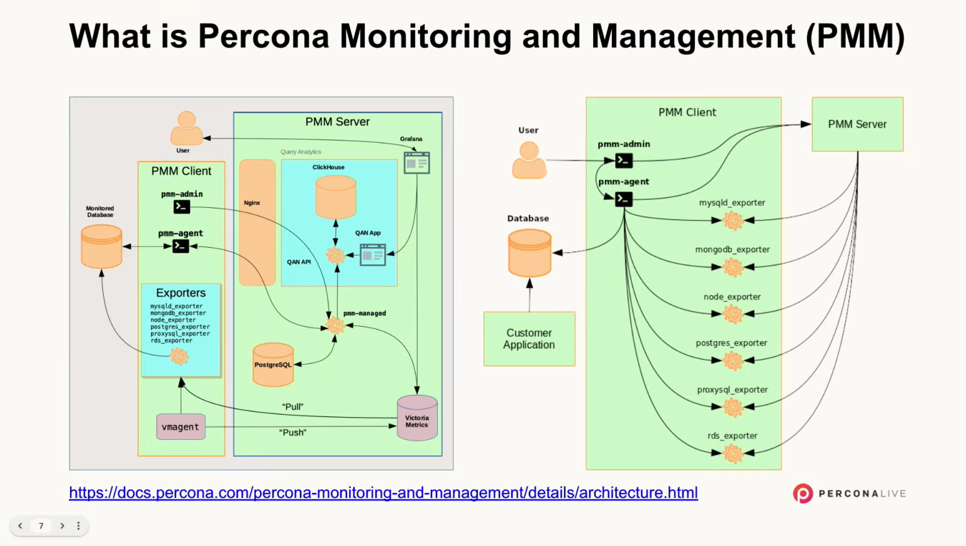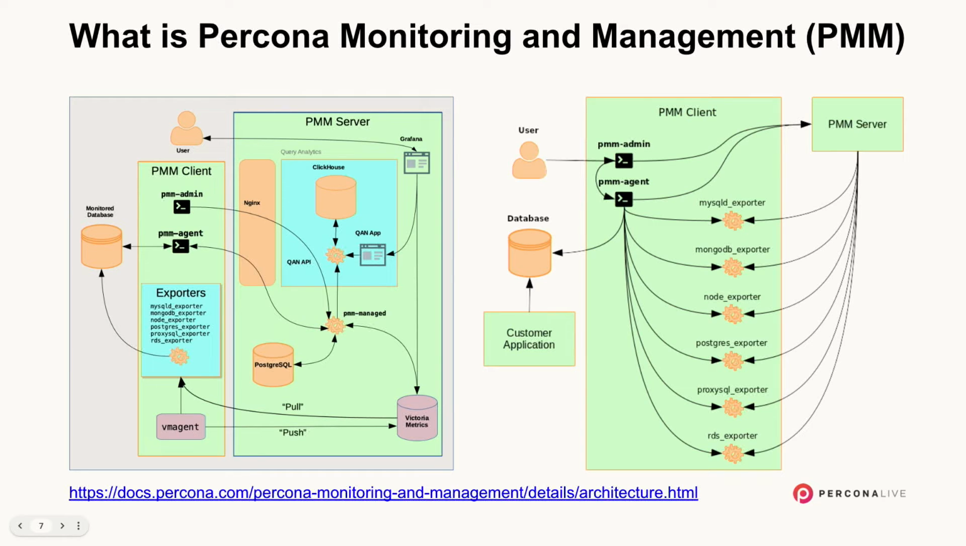Why did we change Prometheus for Victoria Metrics? Because Victoria Metrics allows for a push mode, right? Before, the PMM server had to have the ability to open a connection to the PMM client, and in some cases this was not always possible.